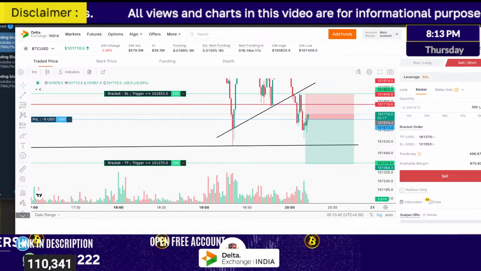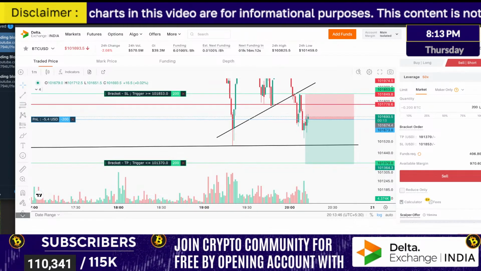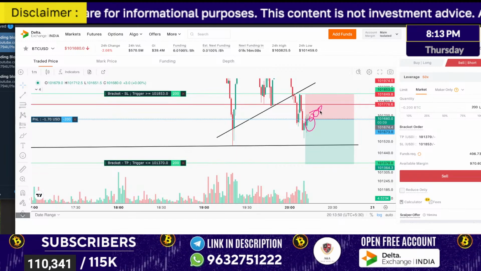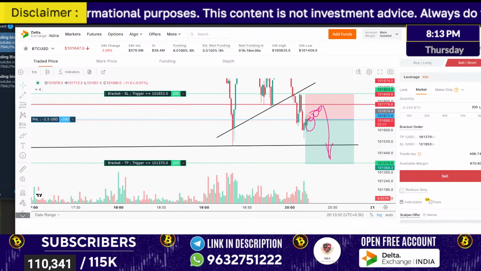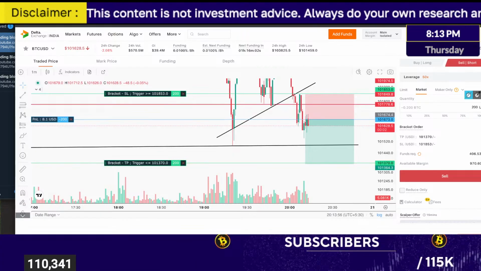Pull back, slight correction. Here, as long as small candles like this form, it doesn't matter. One strong red candle will break off that. So that should not be an issue for us.